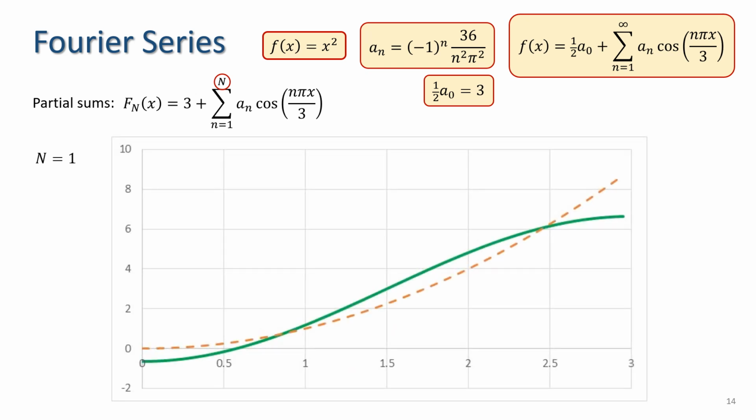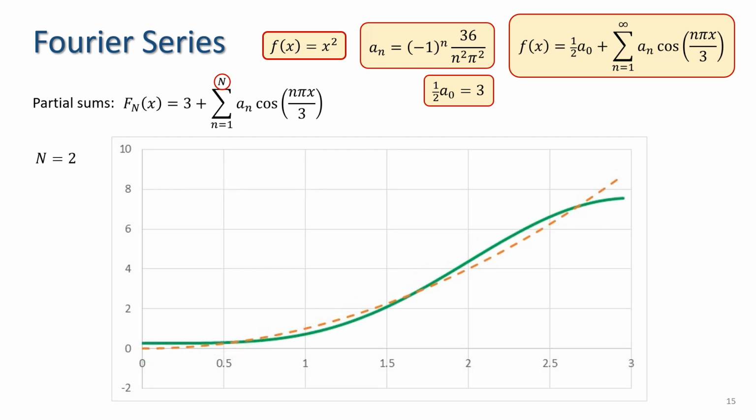On the graph shown here, we see f of x plotted as the dashed orange line, and in green we see the first partial sum, corresponding to capital N equal to 1, which consists of these two terms. Next, we see the second partial sum, consisting of 3 terms, corresponding to capital N equal to 2. And the sum with n equal to 3, 4, 5, 6, 7, 8, 9, and n equals 10.